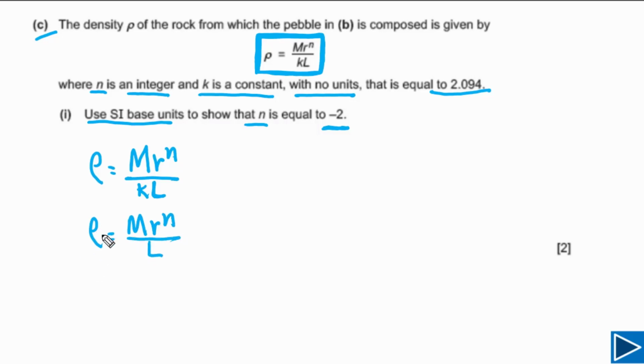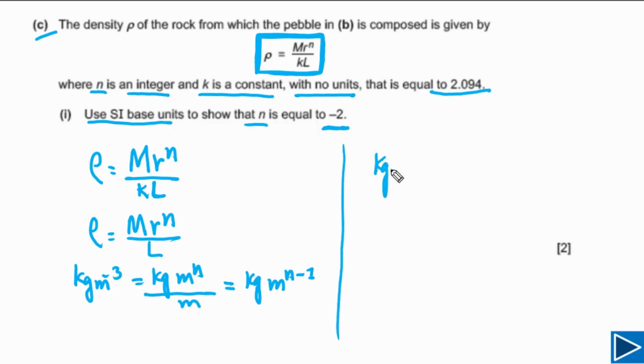Now we can write down the units. SI unit for density is kg per cubic meter, and SI unit for mass is kg. SI unit for radius means for length, this is meter and its power is n, and the unit for L is m, so this is m. Now we can further simplify. We can write down this is kg and m to the power of n, but when you take this to numerator, so its power will be -1, because here is +1, here will be -1. Now we can rewrite this.